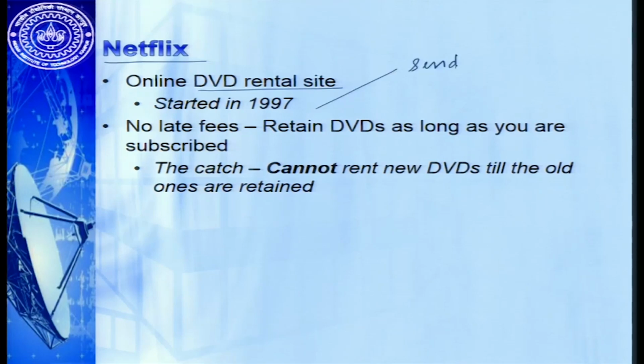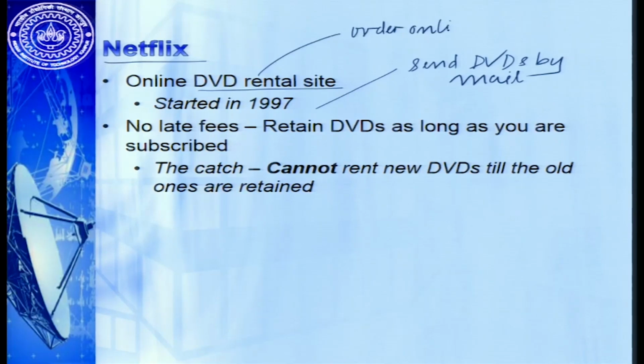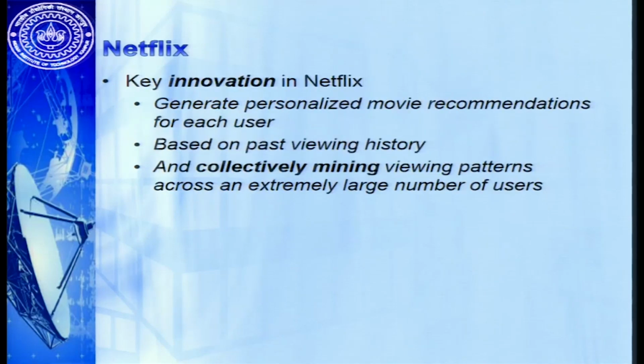The model of Netflix is that you send DVDs by mail or regular post, which you can order online. So you can request these online and they will be sent by mail to you for a fee, of course. Once you watch the DVDs, you send them back and you get a new set of DVDs. That is specific to that particular website.